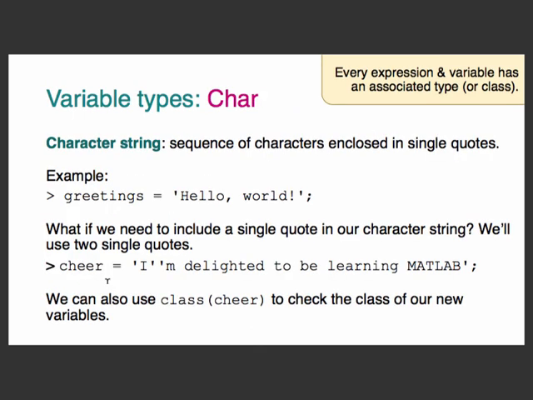Characters. Okay, so this does matter a little bit. We have our numeric types. Think about numeric types as just doubles. We're just going to be using doubles there. We don't care about anything else, they're just doubles. But then we have character types. We can store strings of letters. These aren't numbers. So character strings are a sequence of characters enclosed in single quotes.